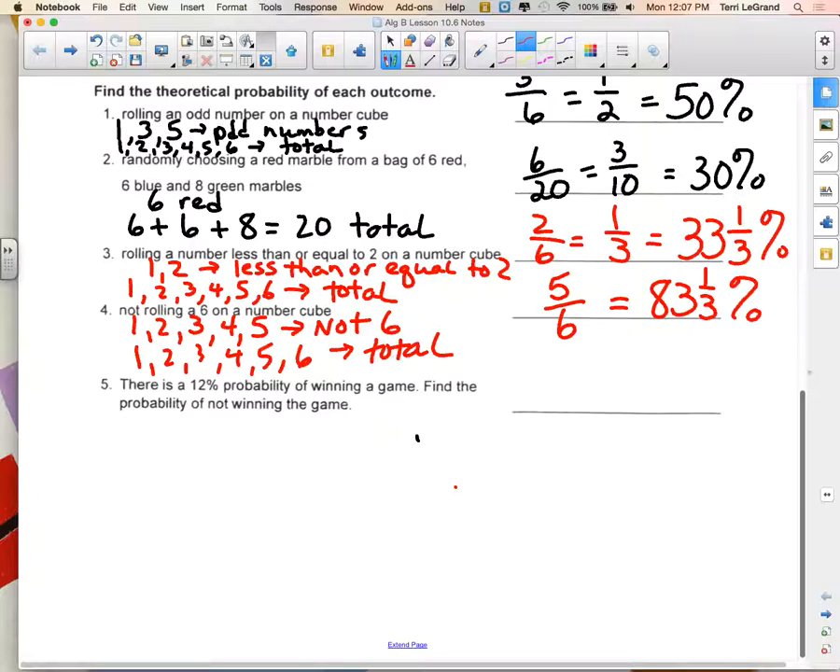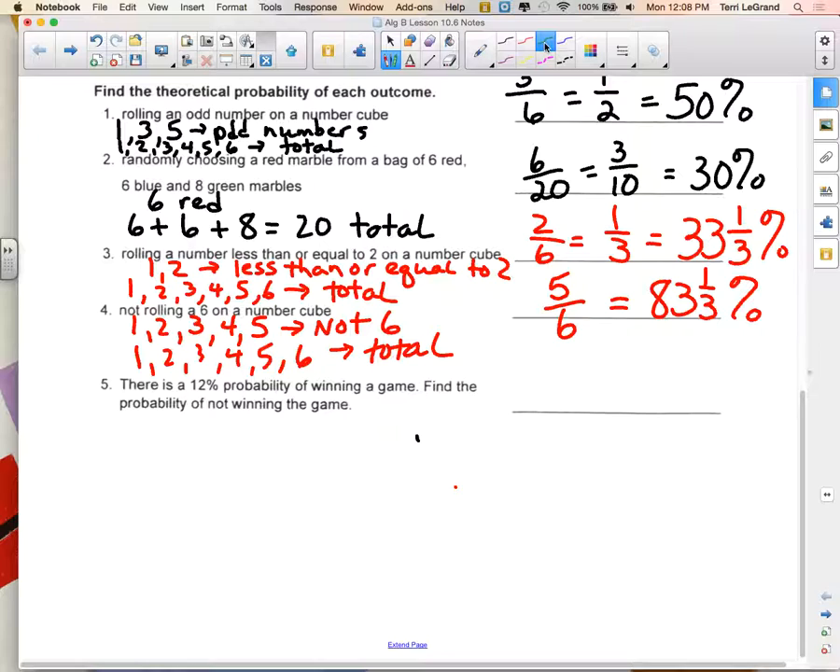Okay. It was the next one I meant don't work very hard on. There's a 12% probability of winning a game. So 12% chance that you're going to win whatever game you're playing with somebody. What's the theoretical probability that you're not going to win the game? And what kind of work do we show for that? Multiply. No. Make it easy.